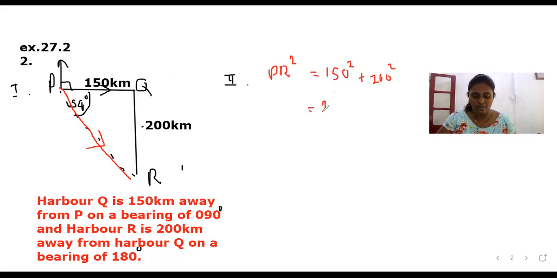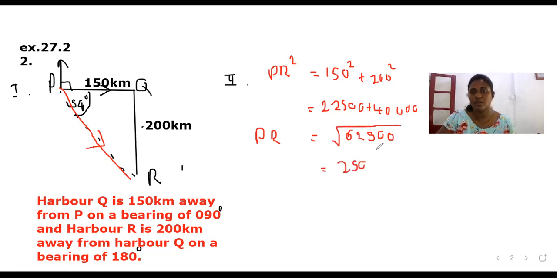So by the Pythagoras theorem, you get this answer. You are getting 150 squared as 22,500, 200 squared as 40,000. Then the sum of this is 62,500. Then to get PR, you want to get the square root of this. Then your answer will be 250 kilometers. So by the Pythagoras theorem, first of all, you get the distance of PR, that is 250 kilometers.